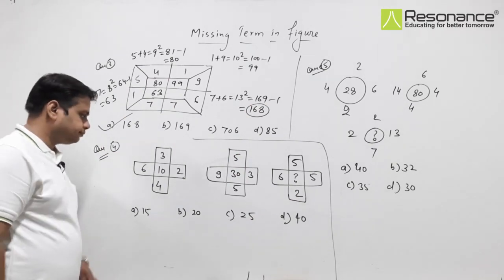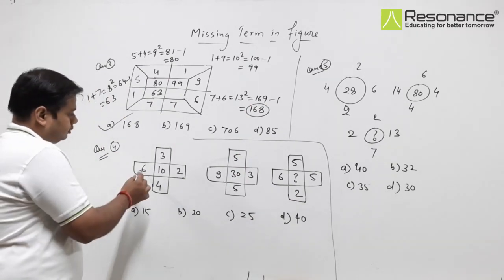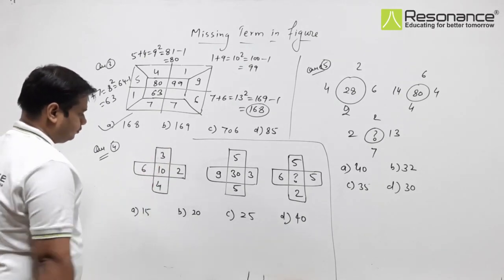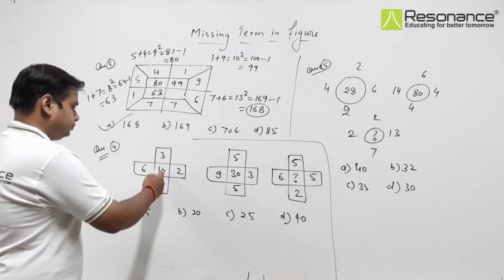Now if you see, 6, 2, 3, 4, we have to make 10.